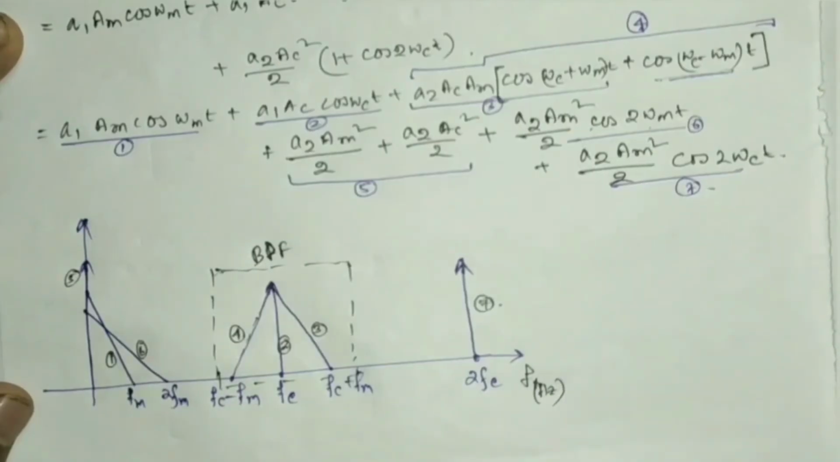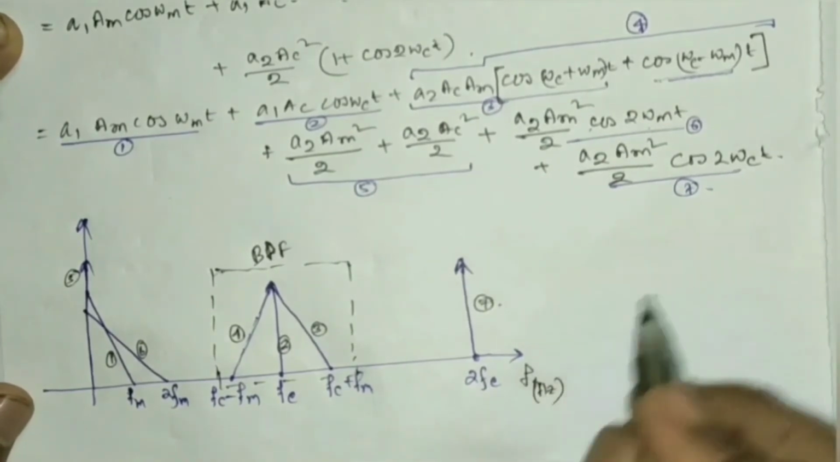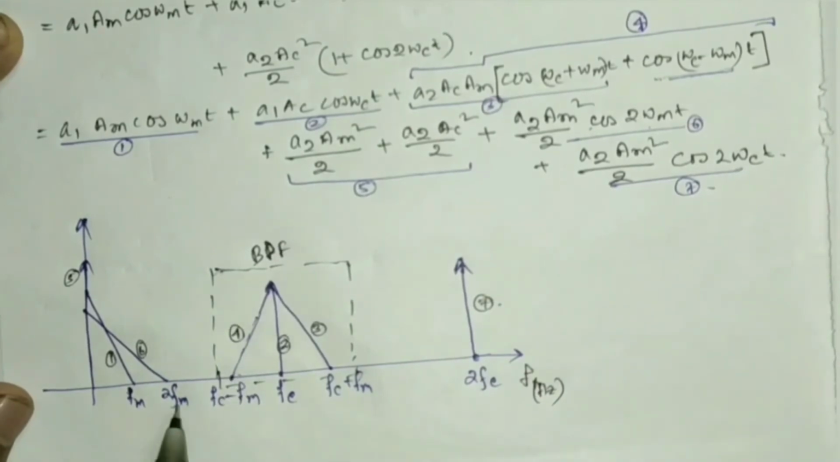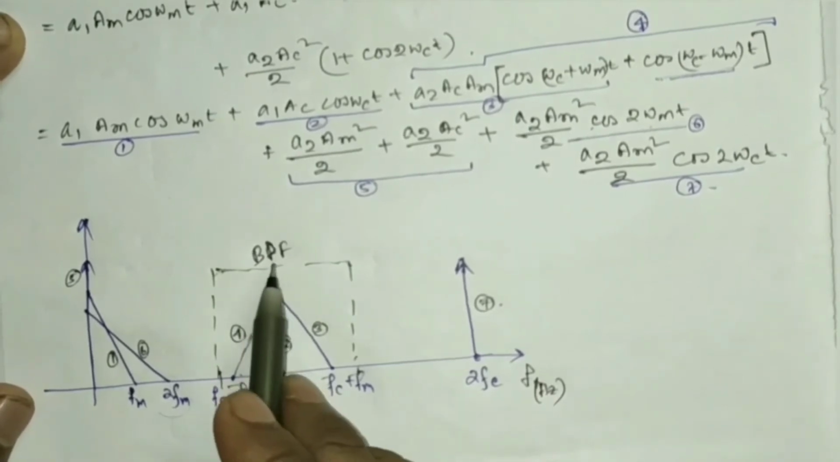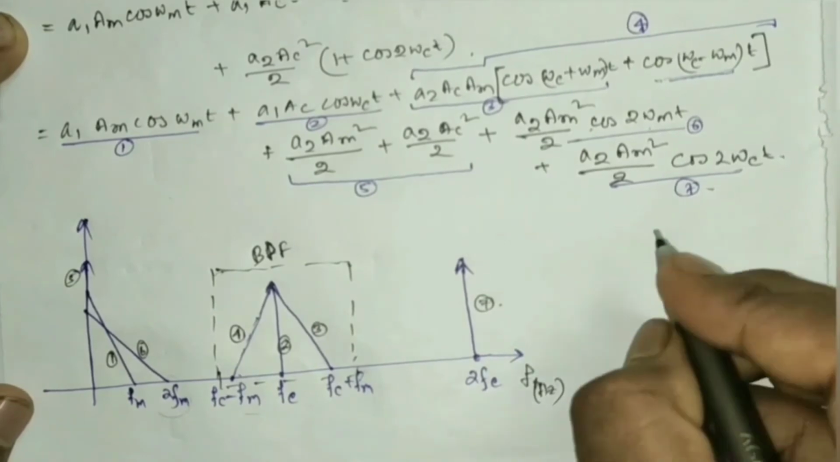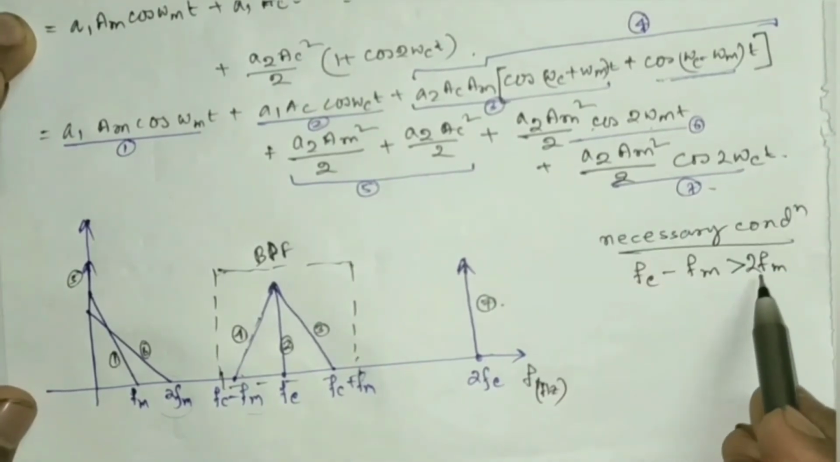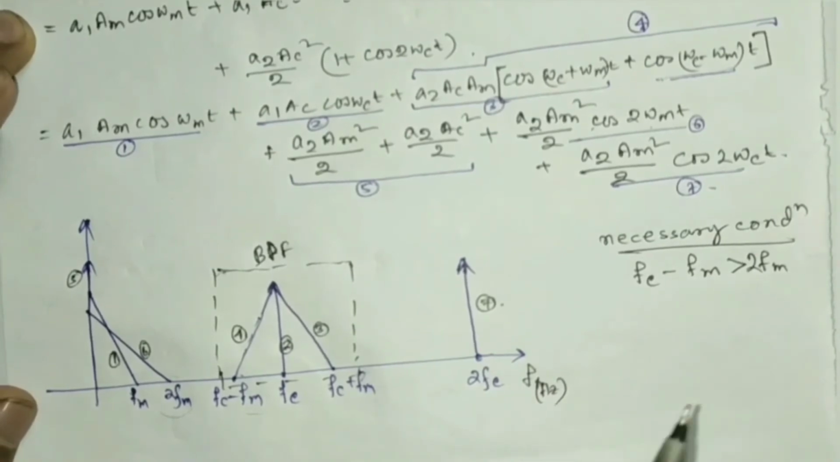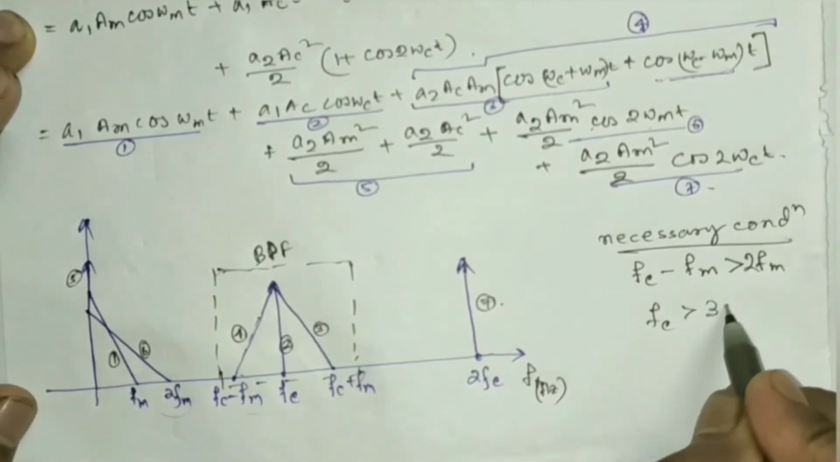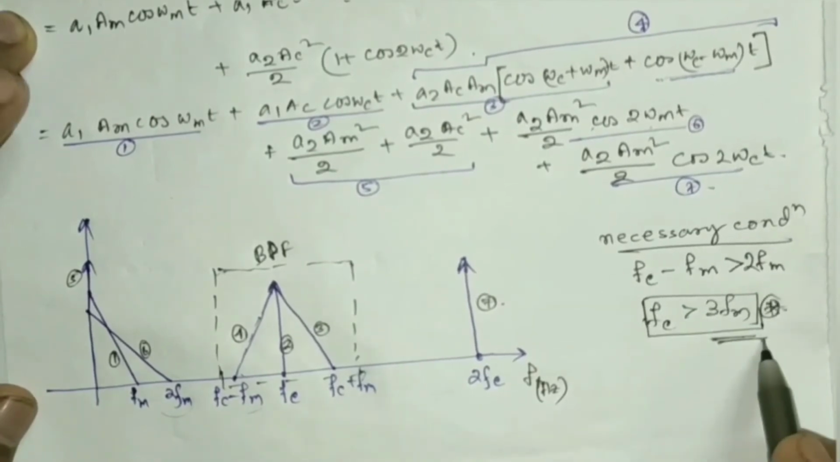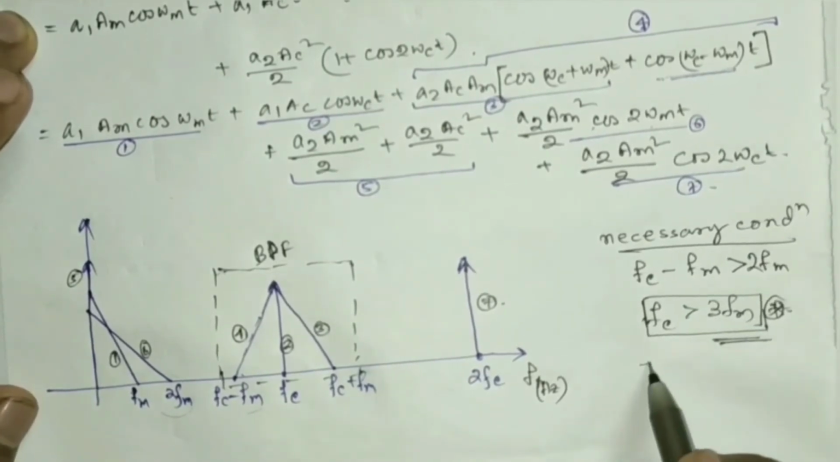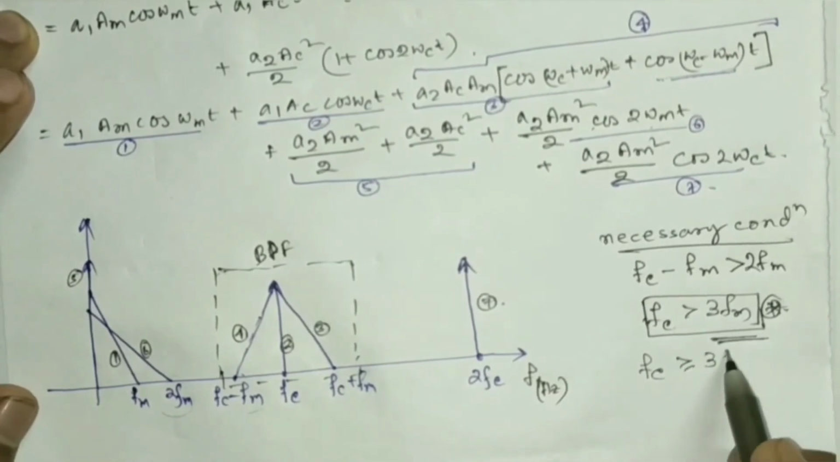Now there is a necessary condition for the BPF to pass the AM signal without any distortion, that is, here this fc minus fm and 2fm should not overlap with each other, because in that case some portion of 2fm will also be passed through this bandpass filter. So the necessary condition is fc minus fm should be greater than 2fm, that is, fc should be greater than 3fm, and this is for a practical BPF. For an ideal bandpass filter, the condition is fc greater than or equal to 3fm.